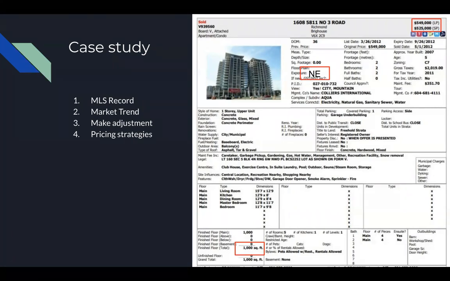And you look at the square foot. For condos, we can calculate price per square foot. So this one is 1,000 square feet even. So we have to do an MLS record and check the market trend, make sure the adjustments are correct, and also the pricing strategy.